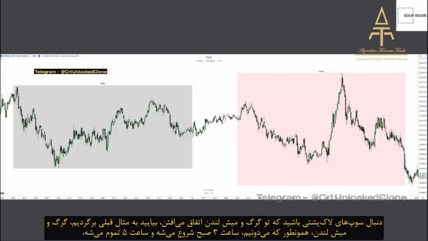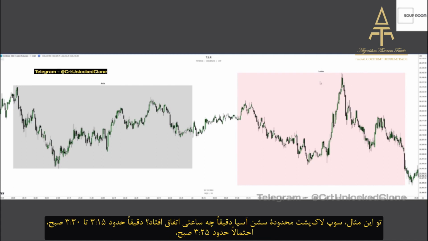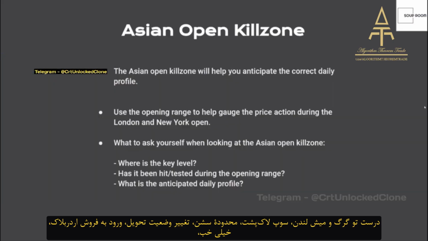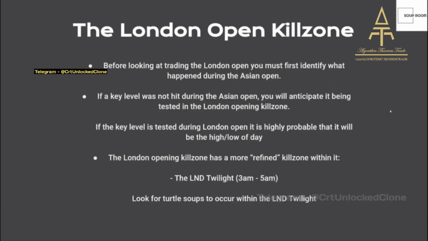Let's go back to the previous example. The London twilight, as we know, begins at 3 a.m. and ends at 5. What time did the turtle soup of the Asian session range happen in this example? Exactly around 3:15 to 3:30 a.m., probably around 3:25. Right within the London twilight. Turtle soup, the session range, change in state of delivery, order block, entry, short. All right?